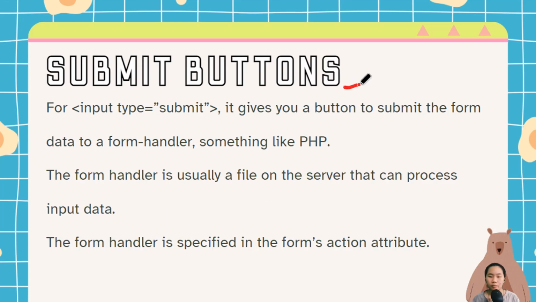Once again, just like with radio buttons, you can repeat this multiple times to give multiple choices. What about submit buttons? Input type submit gives you a button to submit the form to a form handler in something like PHP. The form handler is actually a file on the server that has a bunch of code, perhaps PHP code, to process the input data. And then the form handler is actually specified in the form's action attribute. You caught a glimpse of this once again in Forms Part 1, and I'll show you in the demonstration in a bit.